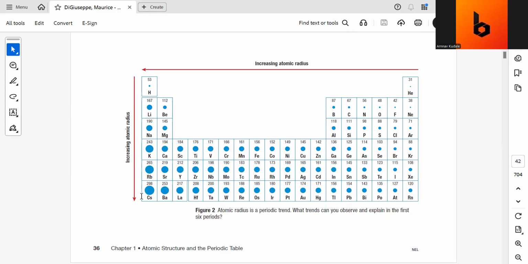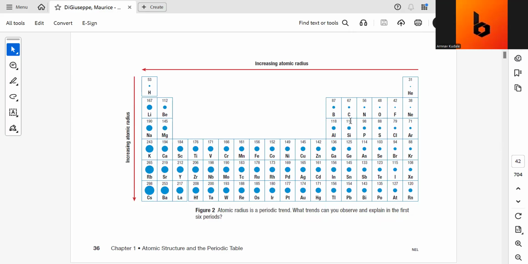Is it easy to remove the electron for cesium or easy to remove an electron for hydrogen? Easier to remove it for cesium. Why? Because it's further away. It's a larger atom. Because it's a larger atom, it is easy to remove the electron as it is away from the nucleus, and the nucleus is the one which has the attractive force. So you guessed it right.